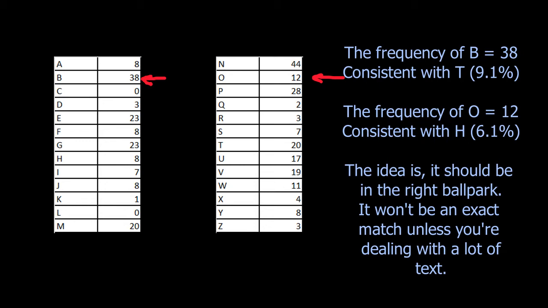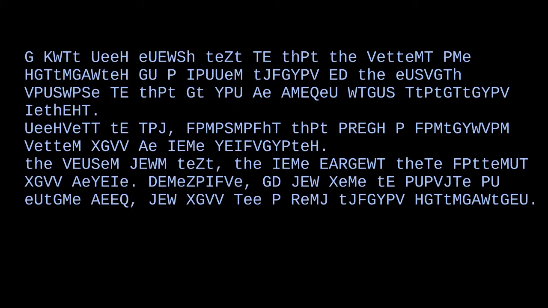So let's replace B with T and O with H. The resulting paragraph is on the screen right now. And when you look at that, you may have noticed T, H, capital P, T, which looks a lot like the word "that". And you may also notice that P appears by itself quite a lot.